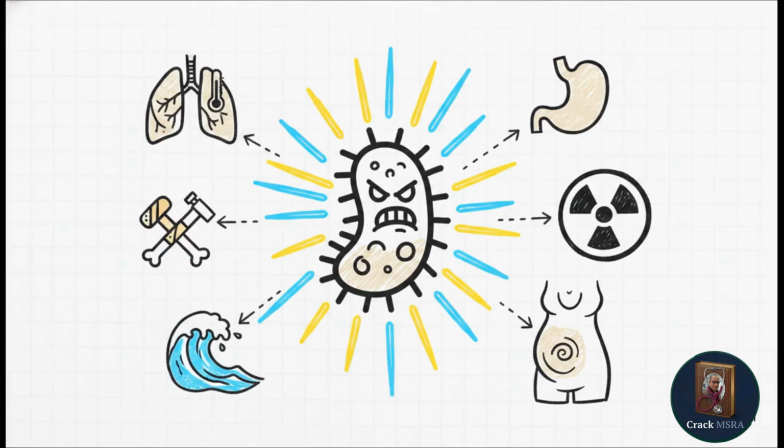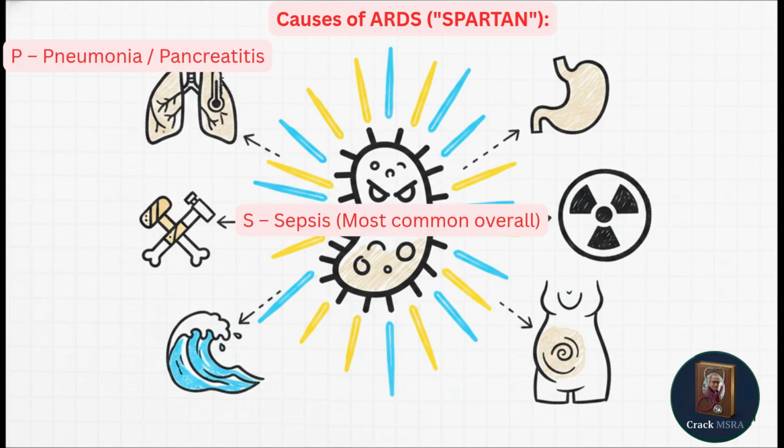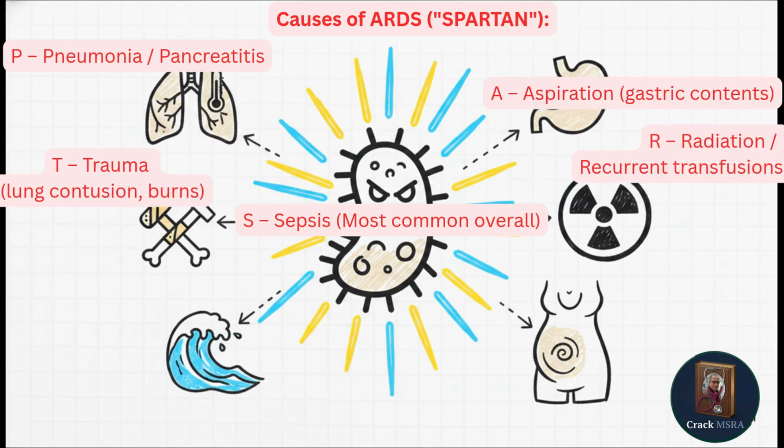When you're reading a clinical stem, you need to spot the trigger quickly. Anchor your memory to the SPARTAN mnemonic. Sepsis, pneumonia, or pancreatitis, aspiration of gastric contents, radiation or recurrent transfusions, trauma, amniotic fluid embolism, and near drowning.